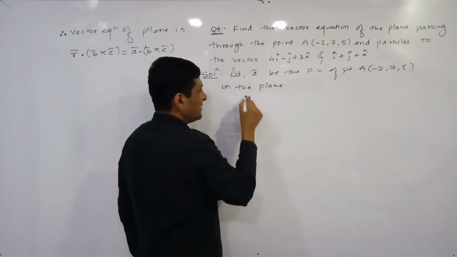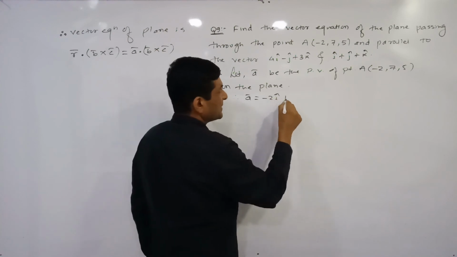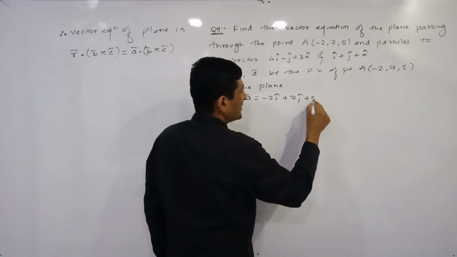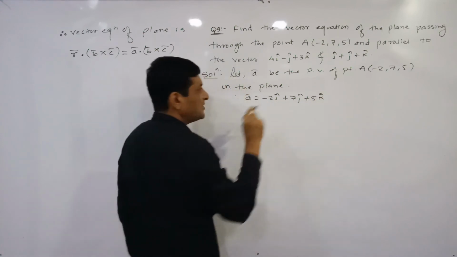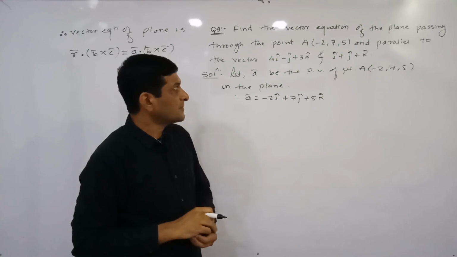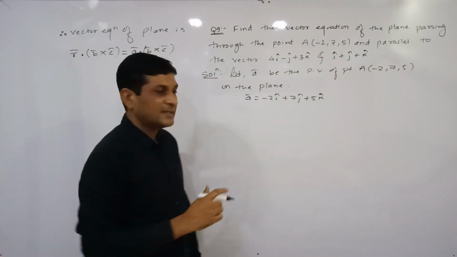So therefore A bar will be equal to, what will be the value of A bar? -2 I cap plus 7 J cap plus 5 K cap. Once the value of A bar is known to us, now these are two vectors parallel to the plane.